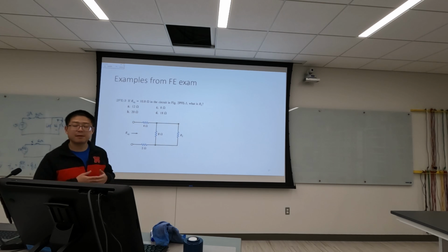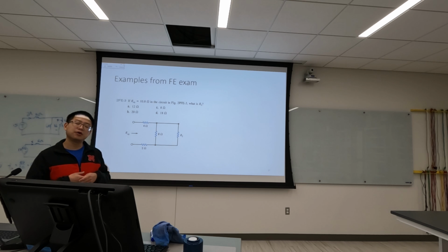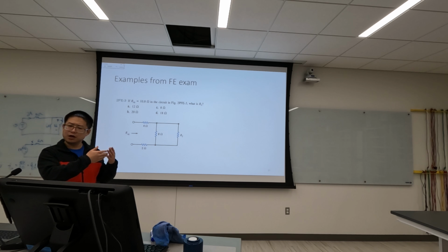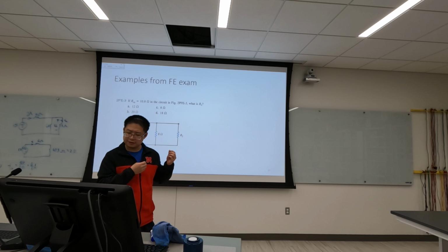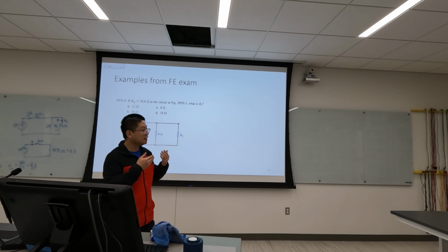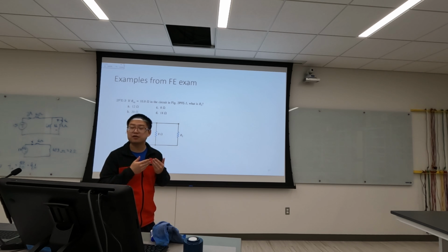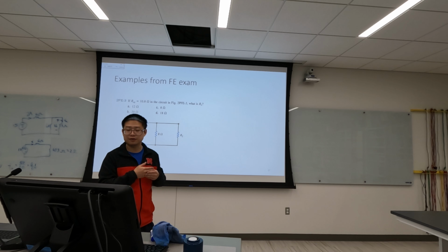And we also have examples from the FE exam. So in the previous discussion, the value of the individual resistance is given in the original circuit and you are asked to calculate the equivalent resistance. In this example, the equivalent resistance is given, and some individual resistances are also given, and you are asked to calculate the resistance of one resistor.